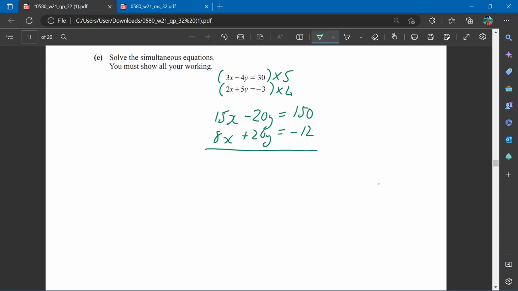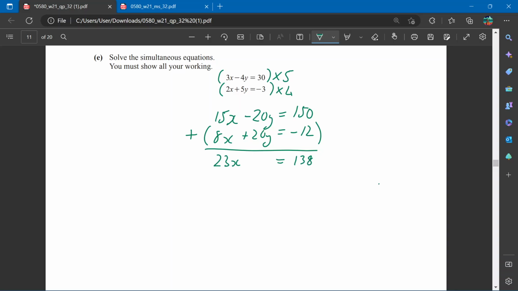Okay, that's good now because we got the coefficient in front of the y the same. The thing here is now, if we subtract them like we did the other time, that's not going to work because minus 20y minus plus 20y is minus 40y, and that's not what we want. We want to eliminate the x or the y. So for this one, we're going to have to add them because minus 20y plus 20y is nothing, and that's what we want. So 15x plus 8x gives us 23x. 150 plus minus 12 will give us 138.